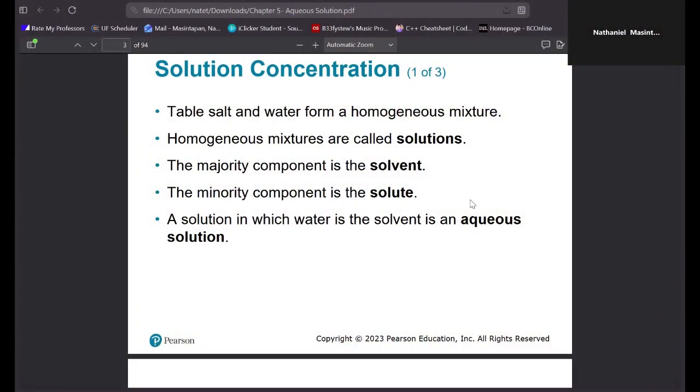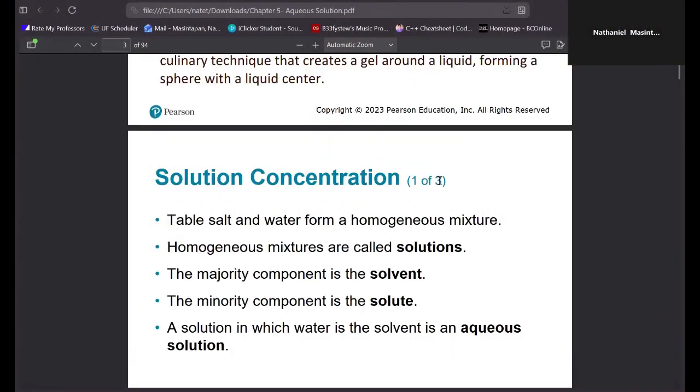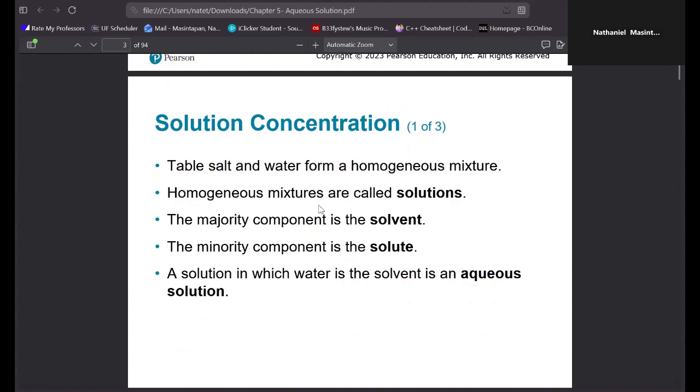Hi, my name is Nathaniel Basintaban, and today I'll be covering solution concentration and molarity. We began with talking about certain homogeneous mixtures, ones with uniform composition, such as salt and water. Homogeneous mixtures are also called solutions. The majority component is the solvent, the minority component the solute. A solution where water is used as the solvent is an aqueous solution.